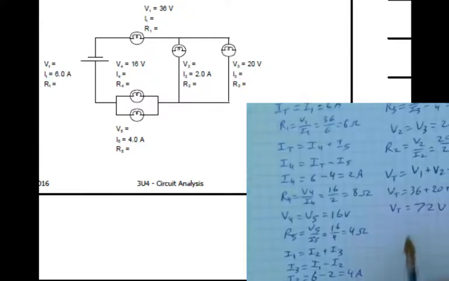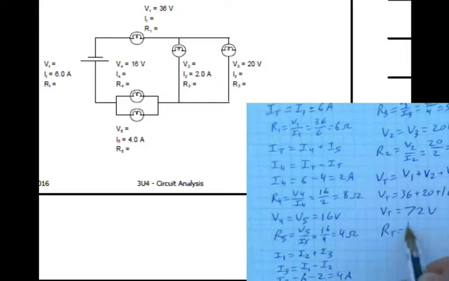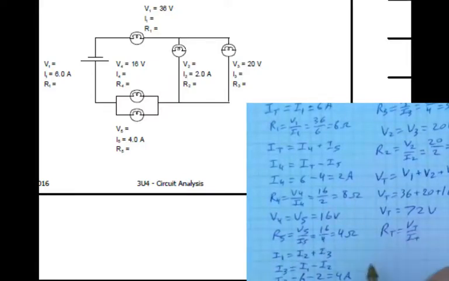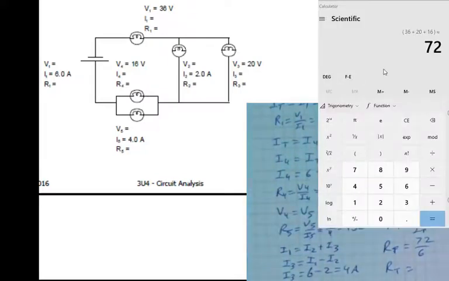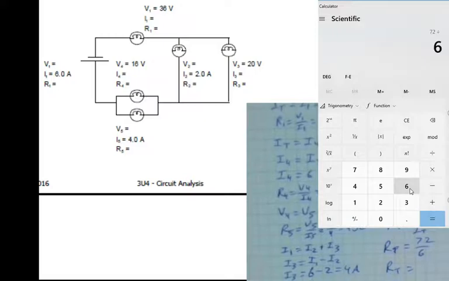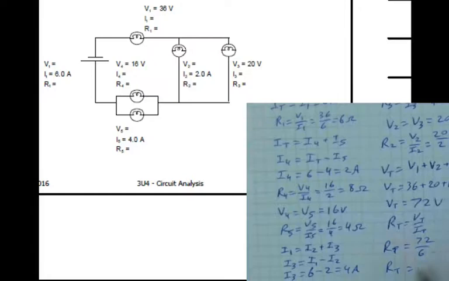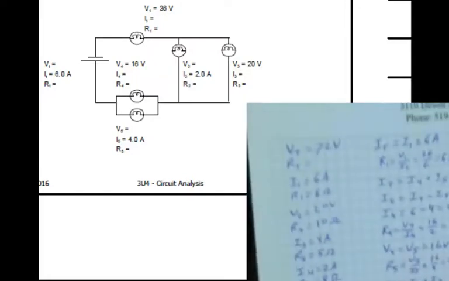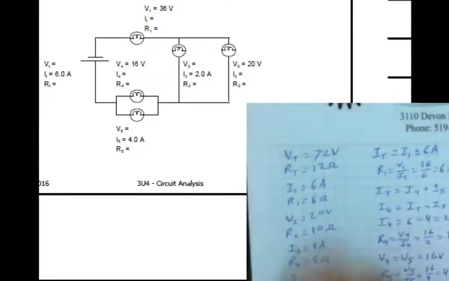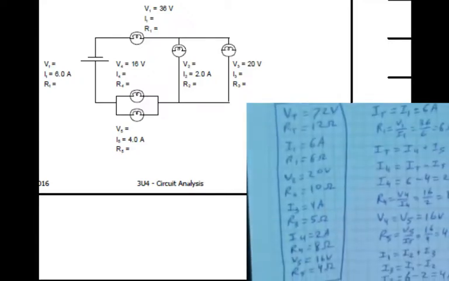And then our RT equals VT over IT, which is 72 over 6. And 72 divided by 6 gets us to 12. So our total resistance is 12 ohms. We now have our full solution set in a fully analyzed circuit.